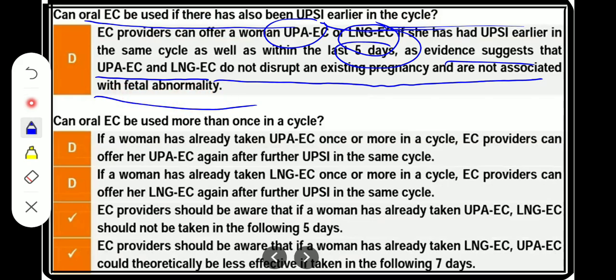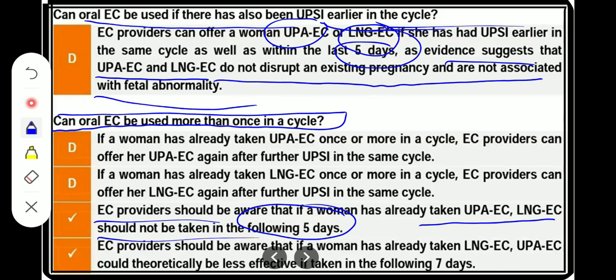Another question: can oral EC be taken more than once in a cycle? Yes, it's written that she can take EC pills more than once in a cycle, but they should not be taken in the 5 days following the previous dose. They are less effective if taken in the following 7 days. So after 7 days of the previous dose, she can take another dose if required.